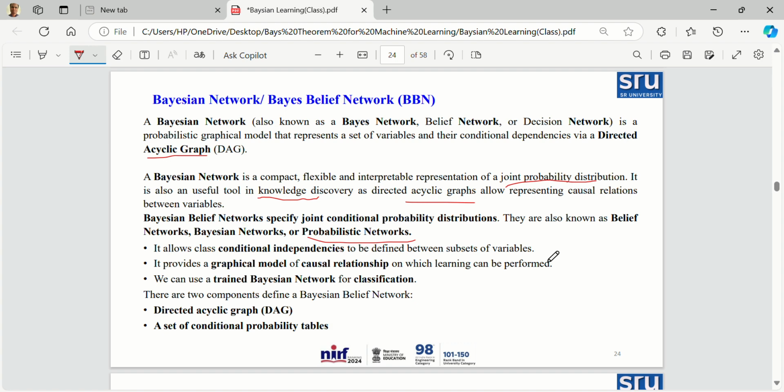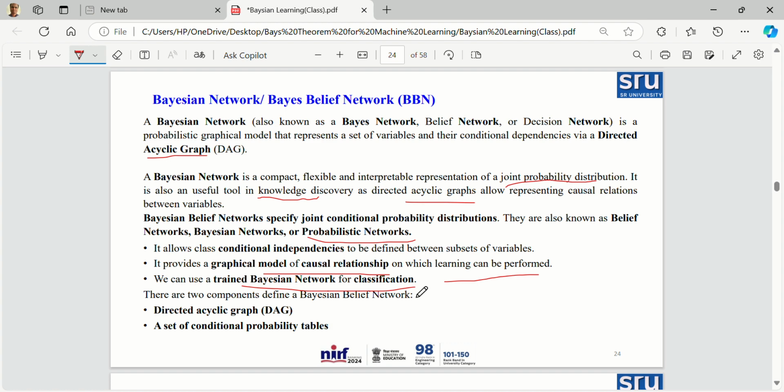What subsets are available? It will find the independence. It provides a graphical model of causal relationships on which learning can be performed. We can use a trained Bayesian network for classification. So if a network is already trained based on the calculation, based on the model, the number of variables, defining the formula and calculating, then the same model can be used for classification of other data.